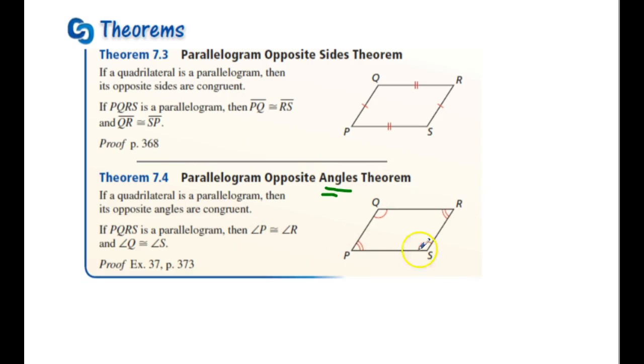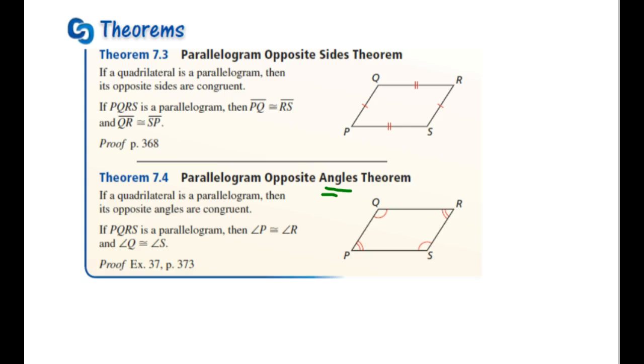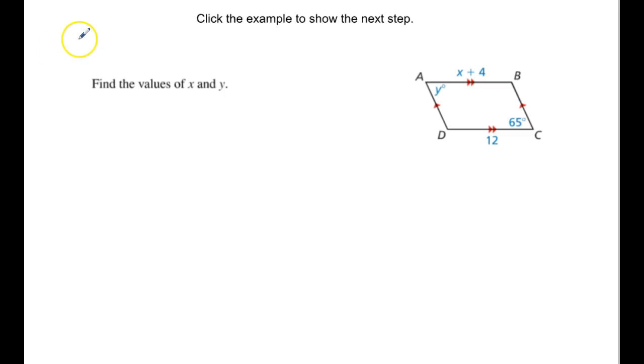So if this is a parallelogram, I know that my opposite angles, Q and S, are congruent, and my opposite angles, P and R, are congruent. That's only if these are for sure parallelograms. So now let's go ahead and use these. Here's our first example, where we're going to be finding the values of X and Y. If you want to see a proof of these two theorems, look on page 368 and you can see the proof of them. But we're going to skip that for this video and just go into our example.